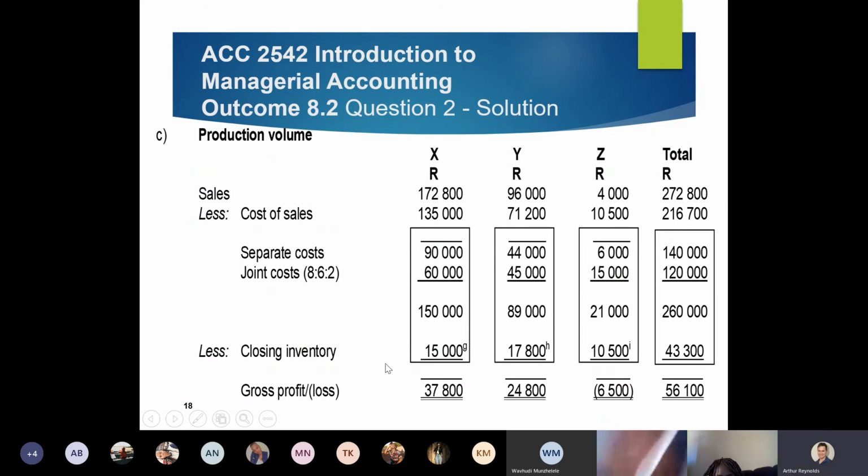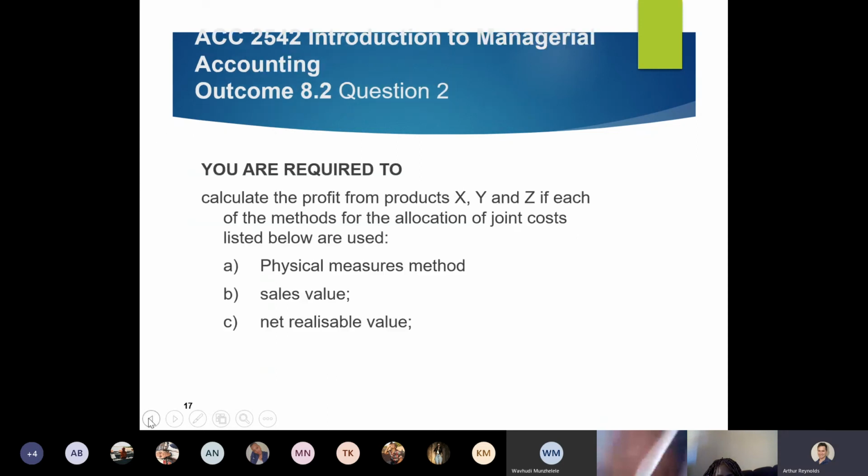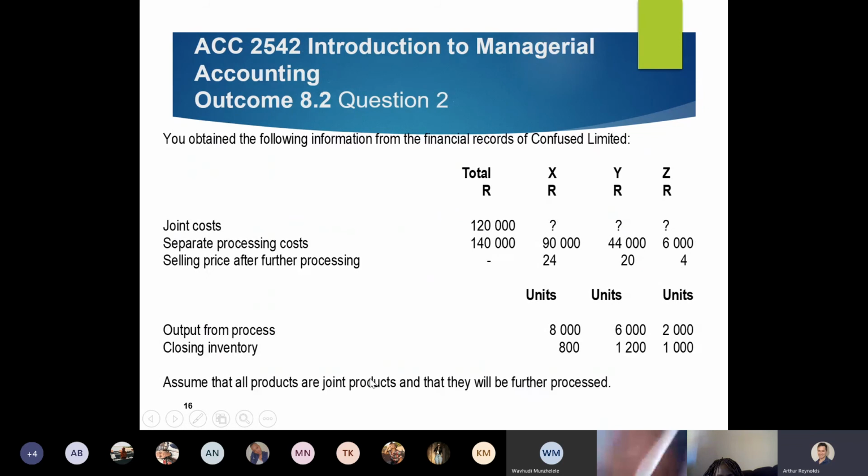and less your closing inventory, which gives you a gross profit. Now, to calculate the closing inventory, if we go back here, we can see closing inventory is 800, output is 8,000, 1,200, 6,000, and this is again, and that's half of that.